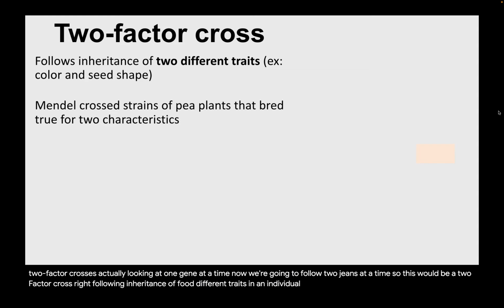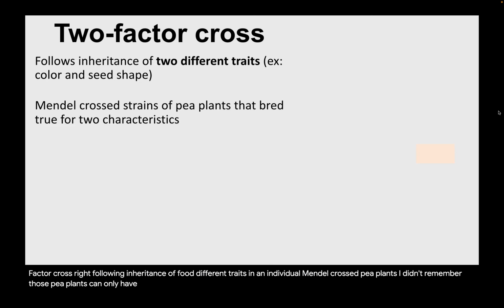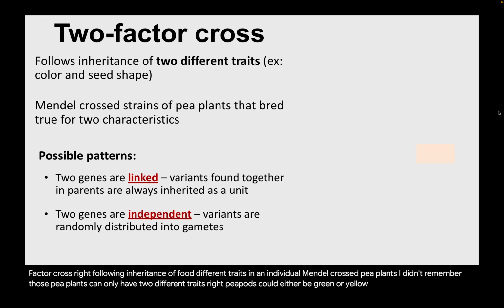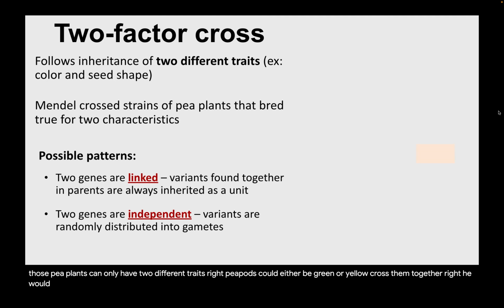Now, Mendel crossed pea plants, all right? And remember, those pea plants can only have 2 different traits, right? Flowers could either be purple or white. Pea pods could either be green or yellow. So when you cross them together, right, he would expect a particular pattern to emerge.